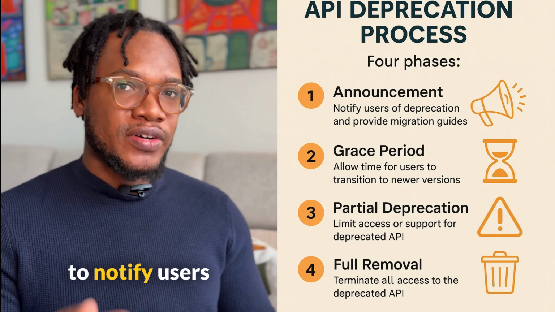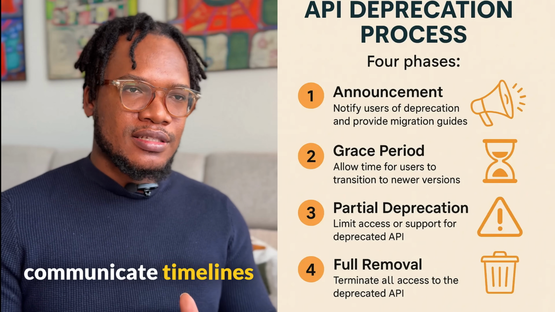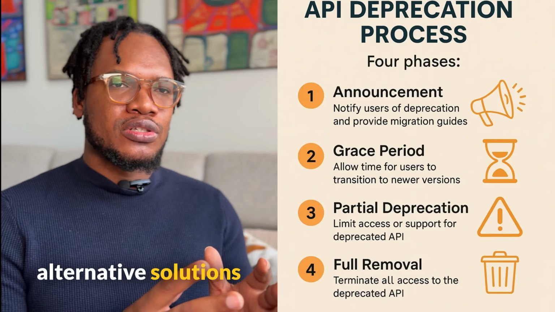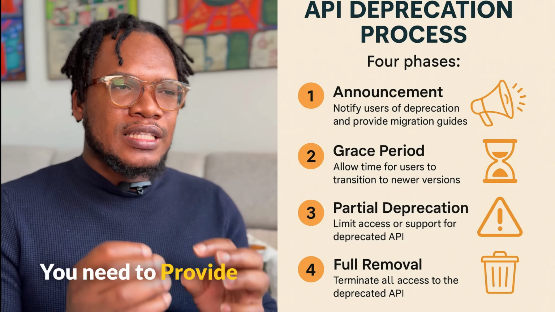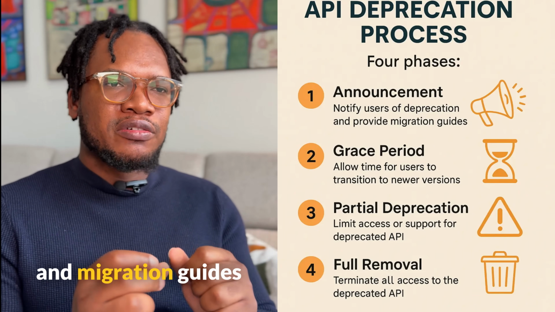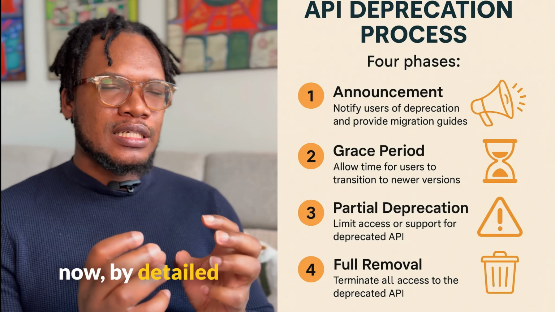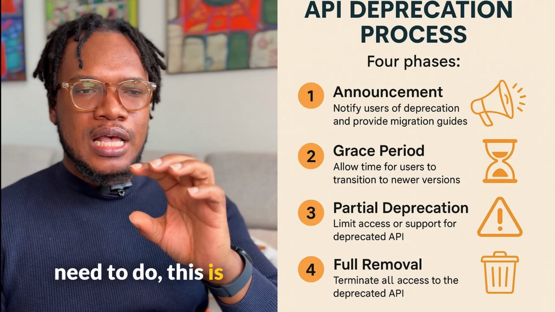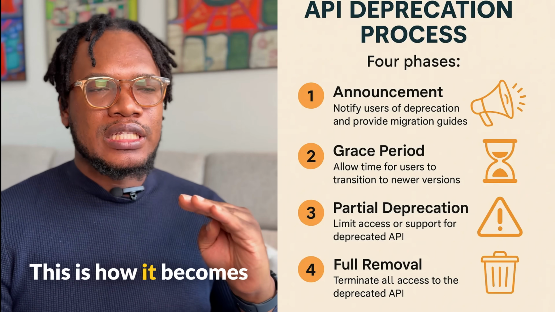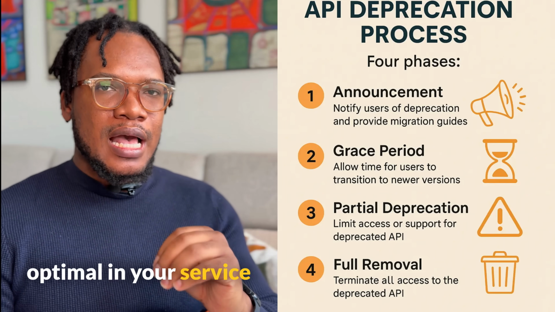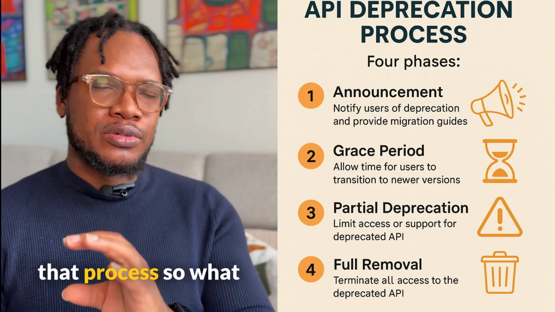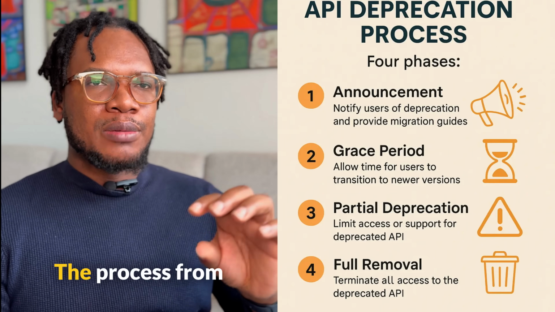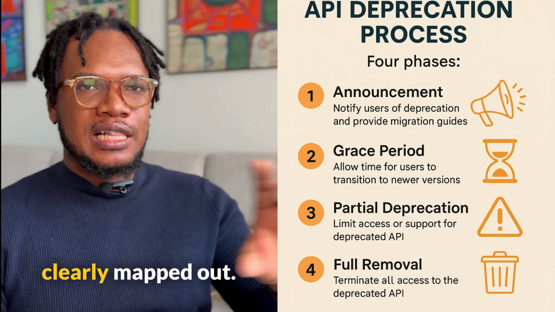So firstly, you need to notify users, communicate timelines and reasoning for deprecation, and you provide alternative solutions, ideally in your version. You need to provide detailed documentation and migration guides. Now, detailed documentation is essentially telling them this is what you need to do. This is how you need to make this change. This is how it becomes optimal in your service. And that migration guide will help them through that process. So, what does failure look like? What does success look like? The process from point A to point B is clearly mapped out.